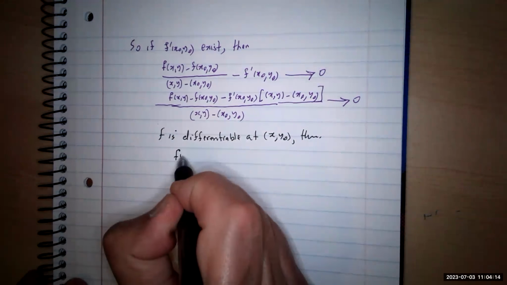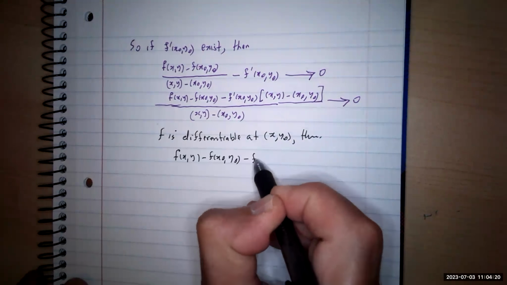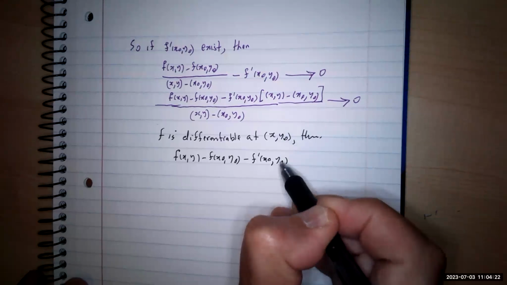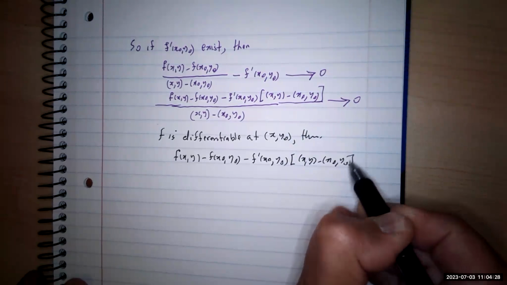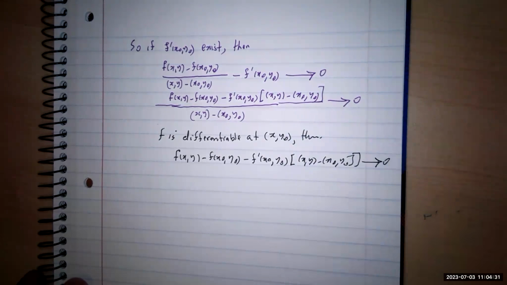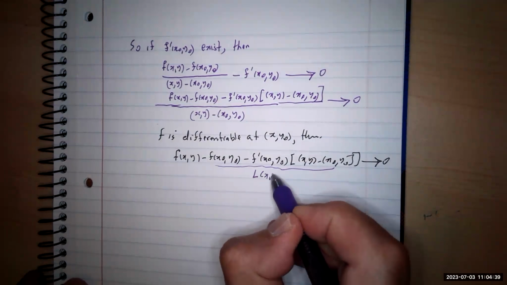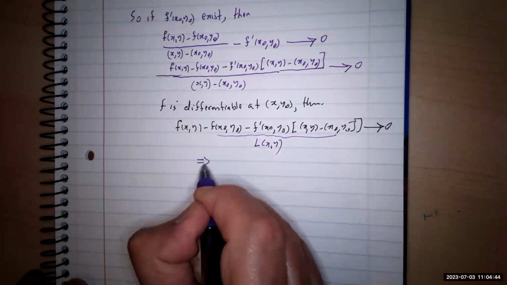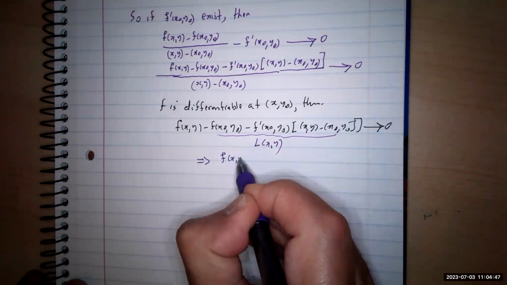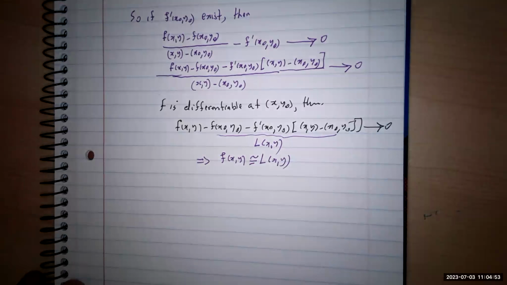You see, f of x comma y minus f of x0, y0 minus f prime of x0, y0 times xy minus x0, y0 goes to 0. So it's a similar thing: if you take this one out and talk about it as L of x comma y, you arrive at a similar conclusion, that the value of the function should be able to be estimated by a kind of linear approximation.